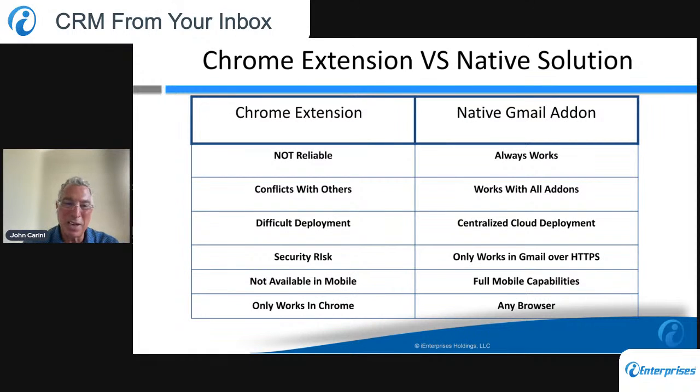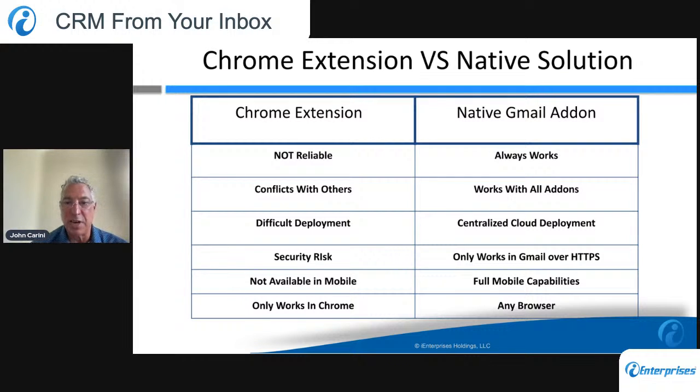So I'm not going to read this, but a lot of you, this is with regards to our Gmail people. So pretty much all the other solutions that do this connection with Gmail and the CRM, or Chrome extensions, are just not reliable. They conflict with others. They're difficult to deploy because they get installed on each and every PC. They're a security risk. They literally can watch whatever you're doing in your browser, even when you're on your bank account's website, which is absolutely crazy. They don't work on mobile, and they only work on Chrome.